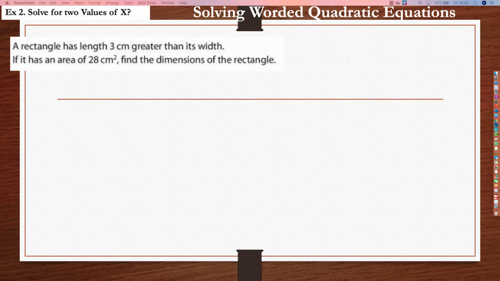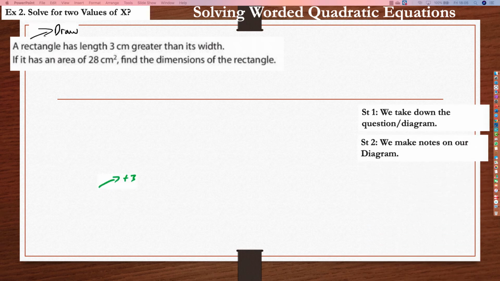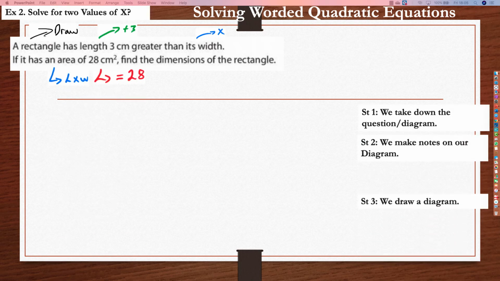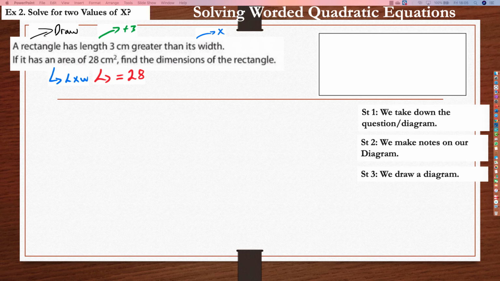What do you reckon we're going to do? Good lad, brilliant. We're going to make the width x, and we're going to make our length x plus 3. So a rectangle has a length x plus 3. Then its width, we don't know what x is. Area straight away, we're thinking length by width is equal to 28.